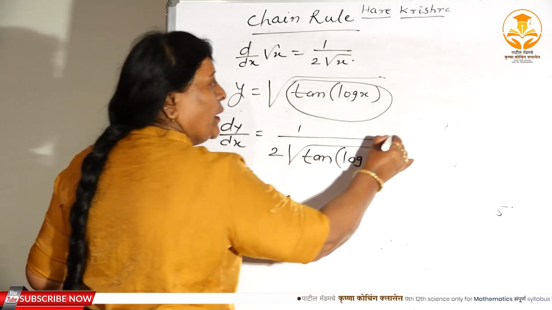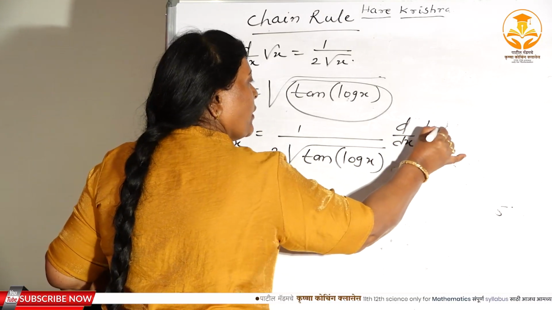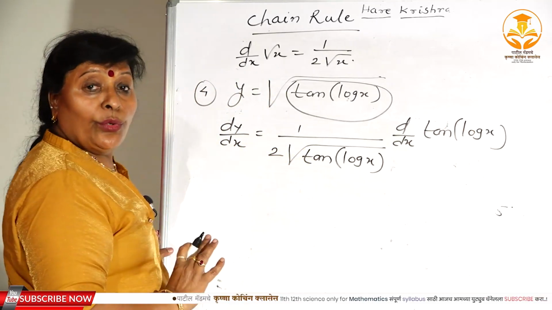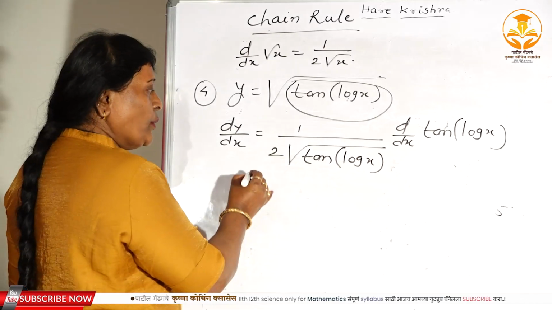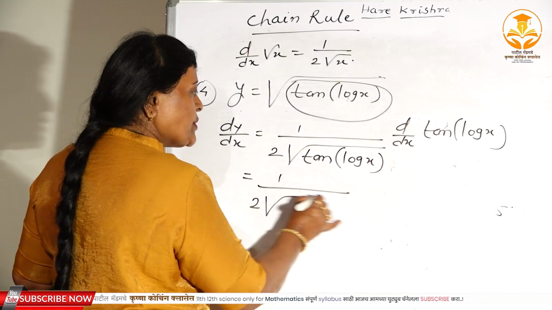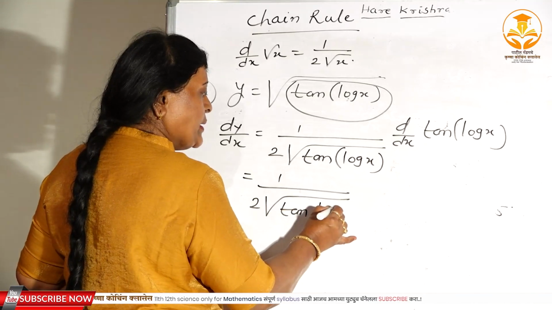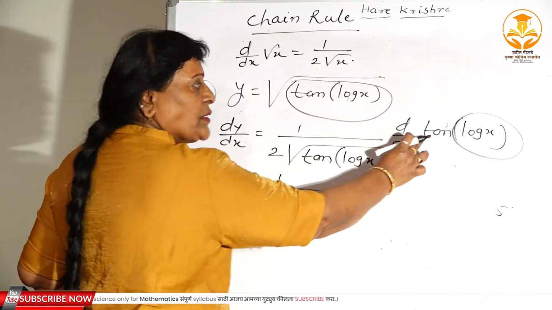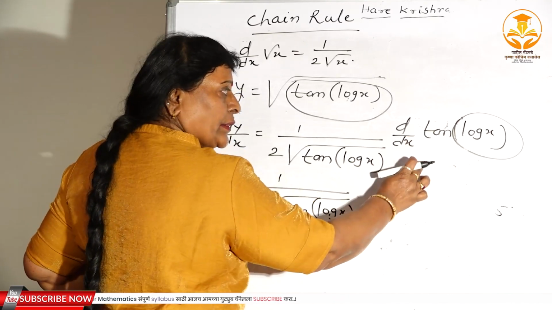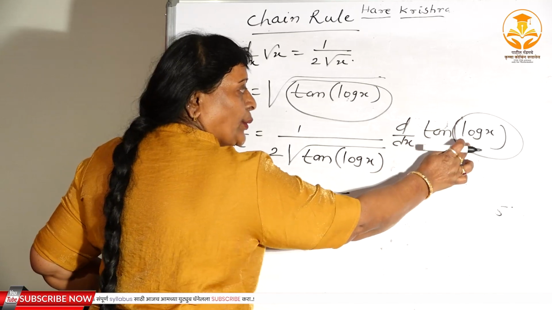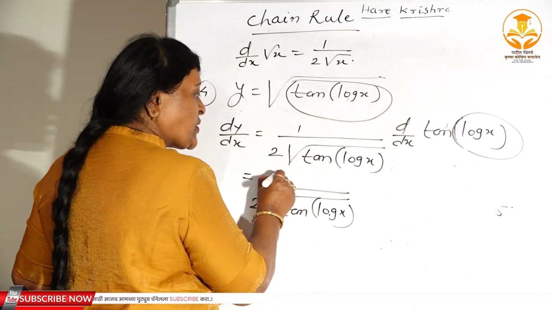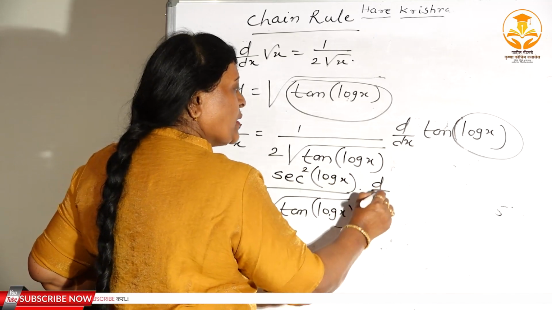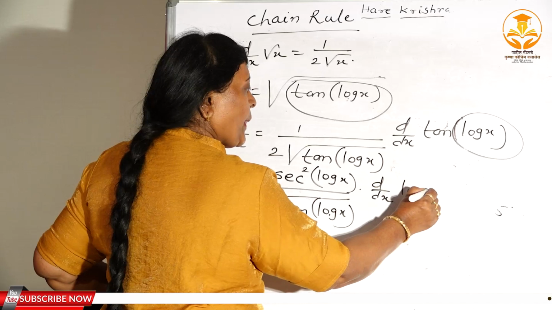u ठेवून एकदा काढलं. आता d dx of again tan log x. Now you know the derivative of a tan x, but you don't know the derivative of a tan log x. Again you have to substitute u. Where you have to substitute u? See here, this is tan log x, remain as it is, and here you have to substitute u. What is the derivative of a tan u? The tan x चे derivative sec square x, मग हे u ठेवलं तर tan u चे derivative काय ते sec square u, means sec square log x, right? Again d dx of log x, right?